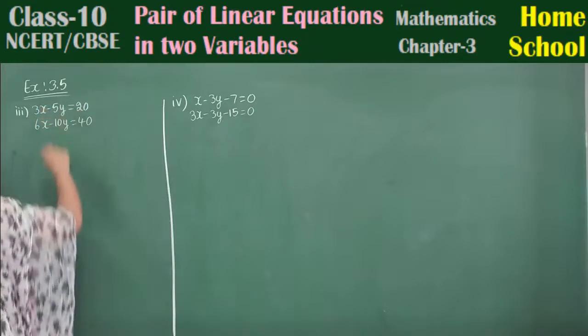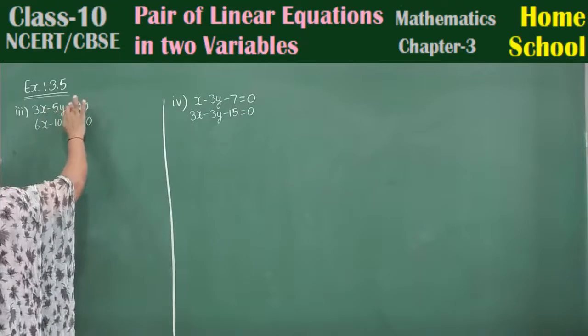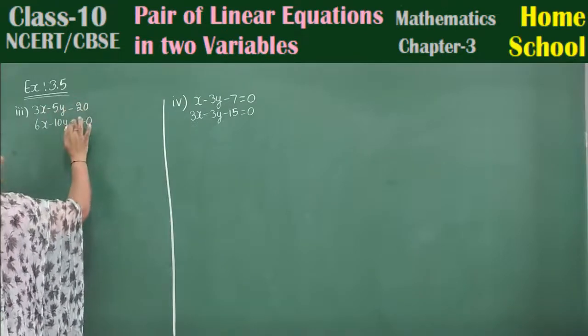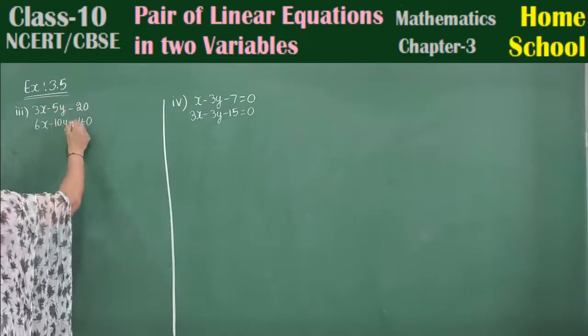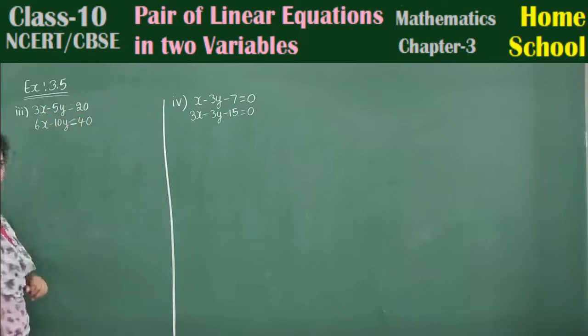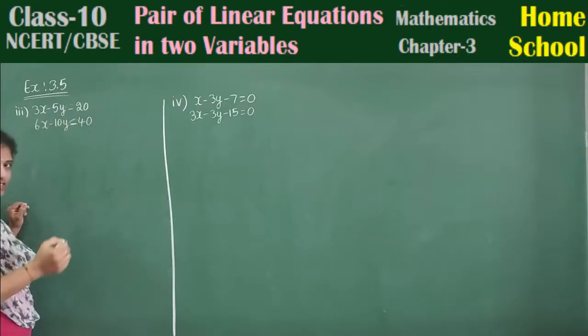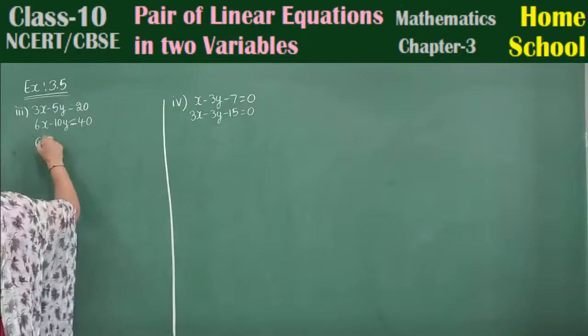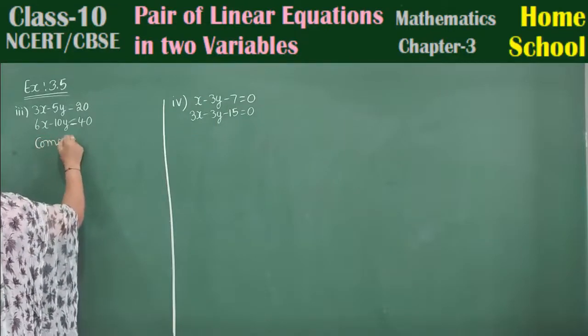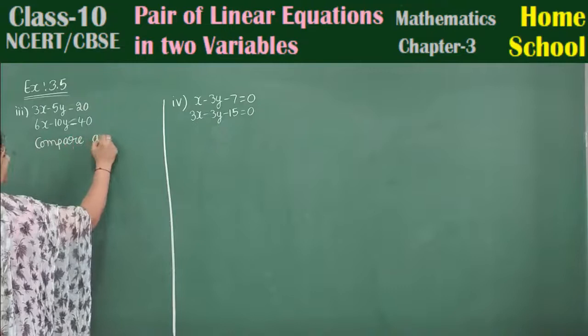Third problem, 3x minus 5y is equal to 20. Bring this 20 to this side. What happens? Minus 20, right? And this 40, bring to this side. Minus 40. What is your first step? Comparing the pair of linear equations with the standard form.